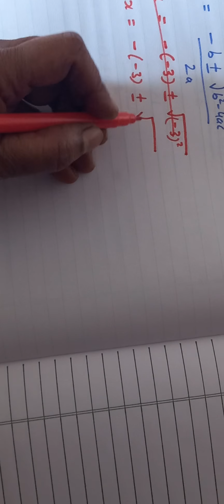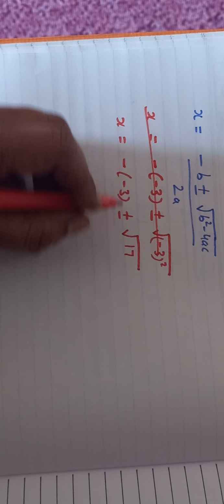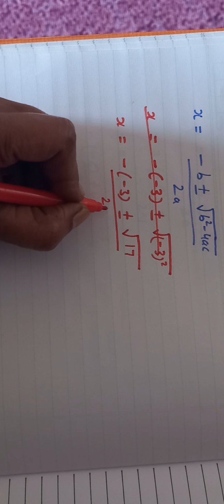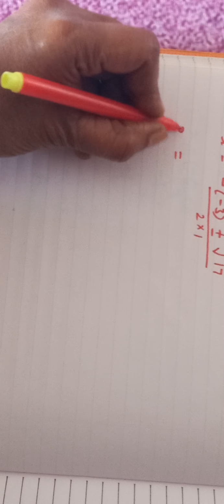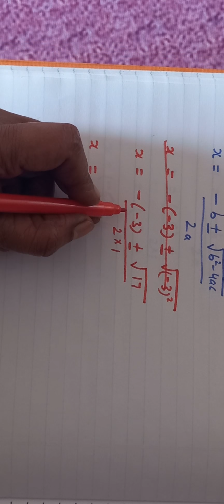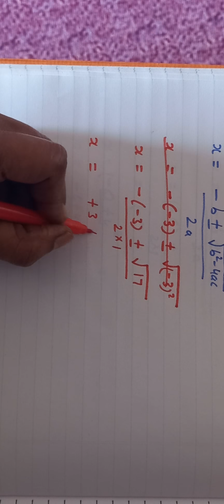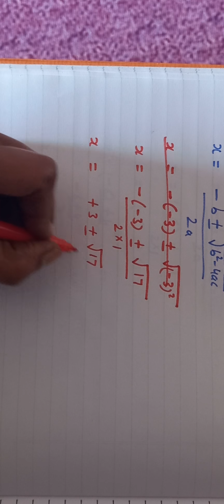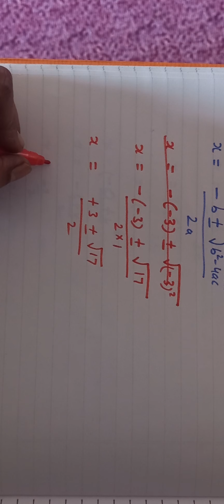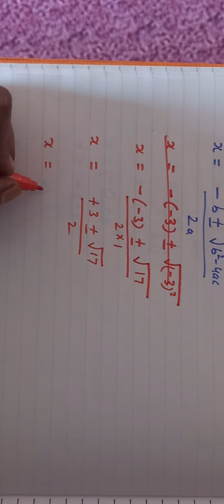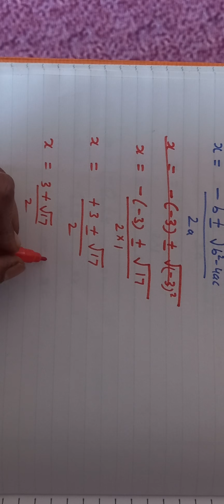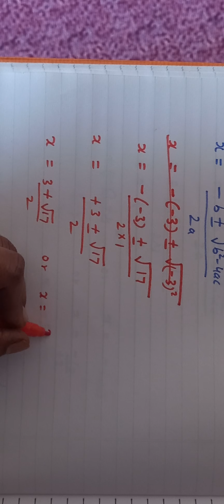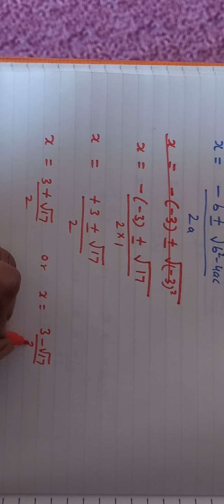So I will substitute this 17 here. There is no need to write it again. Upon 2a, 2 into the value of a is 1. That is easy. X is equal to minus into minus is plus 3 plus or minus square root of 17 upon 2. Now once you take plus and another time you take minus: x is equal to 3 plus square root of 17 upon 2, or x is equal to 3 minus square root of 17 upon 2.